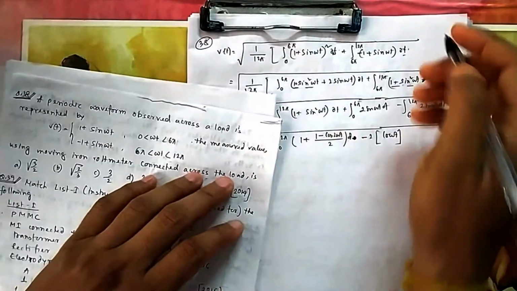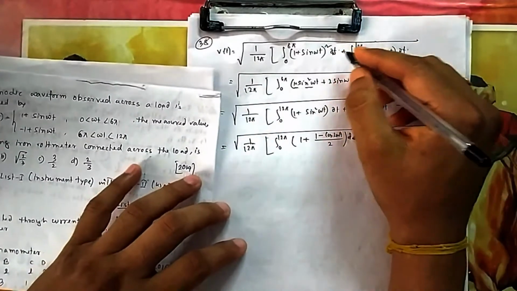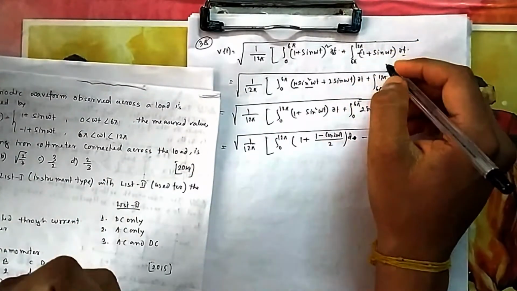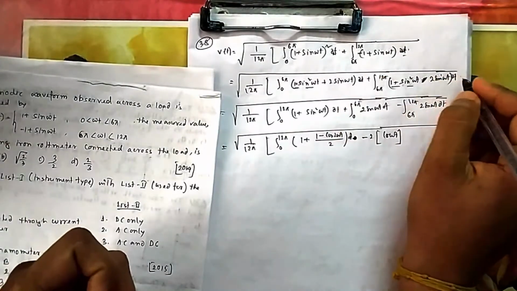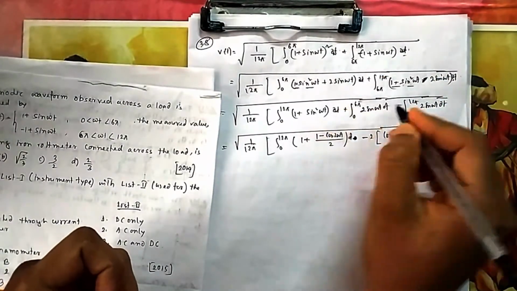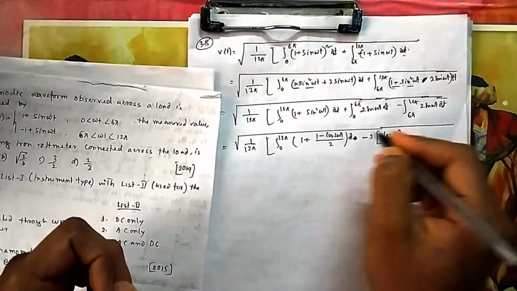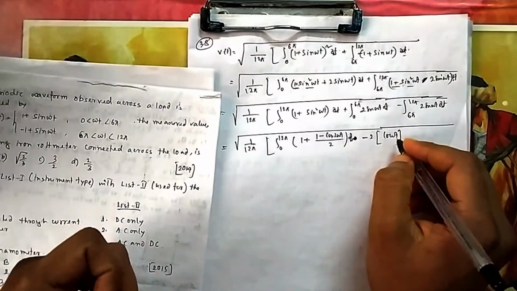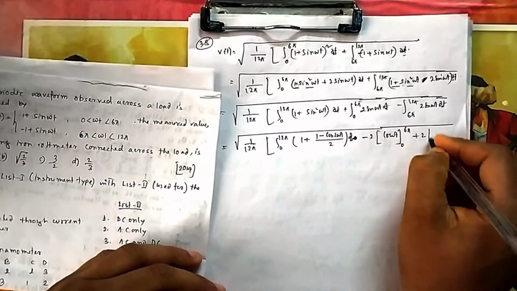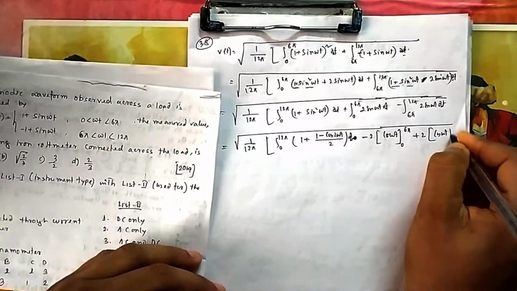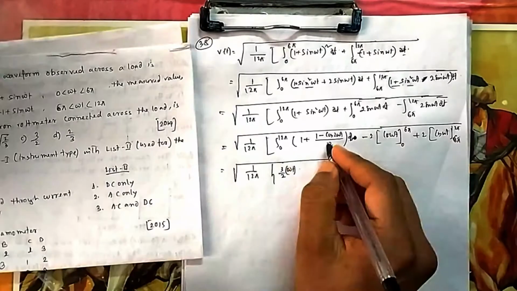Omega t is radian, because omega is radian per second and t is second. So when you multiply, it is radian. Because these are radians, these are omega t, and all the dt's are d omega t. So it will be divided by omega. It will be 0 to 6 pi, then plus 2 cos omega t, 6 pi to 12 pi. It will be 3 by 2.